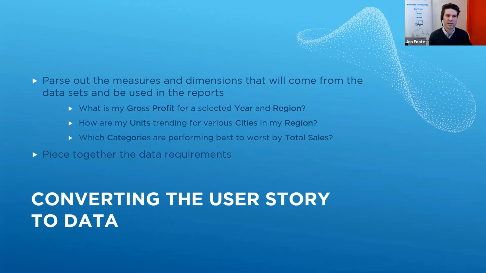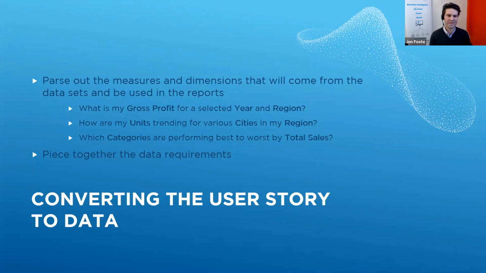So in this case, we can see highlighted, what is my gross profit? Gross profit gives us an indication, year and region. That tells us that we need a calendar, and that we need to know locations. How are my units trending? Units is the obvious thing, how many units are being sold or moved or whatever. But trending is also an indicator that they want to know over time. Various cities in my region expands on the region and location. Which categories are performing best or worst by total sales? We can see that we've got categories, we've got total sales, but we've also got best and worst. So we might have bottom 10, top 10, or something like that.